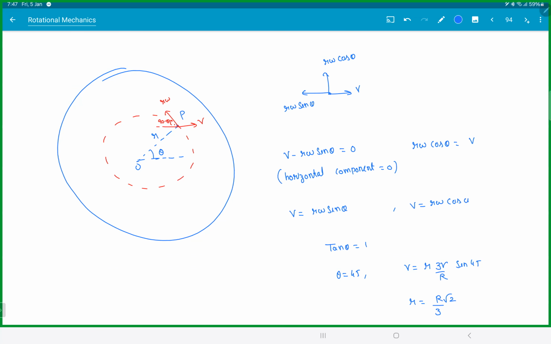So I can play both ways. I can give you a point and ask for the velocity. I can give you the velocity and ask you to find the point. Clear?